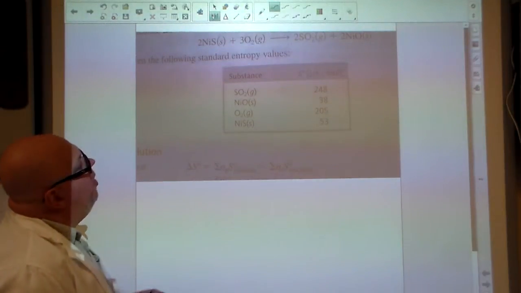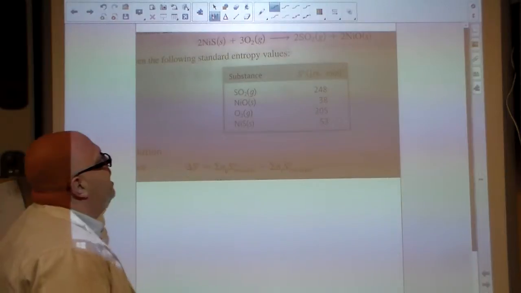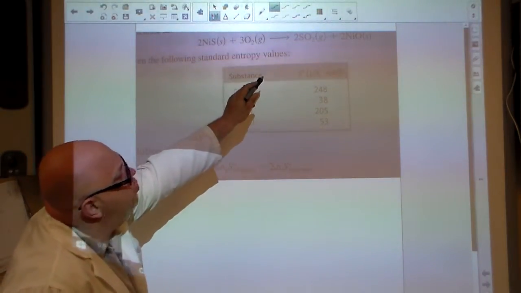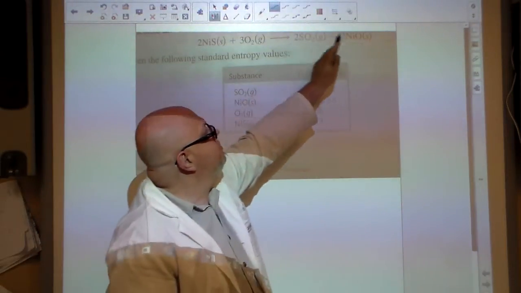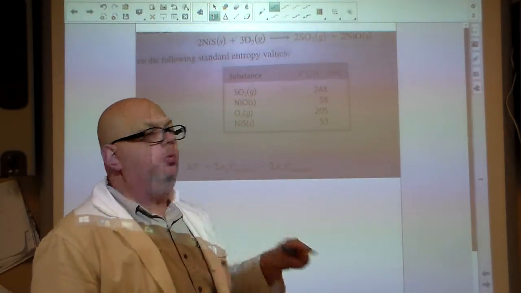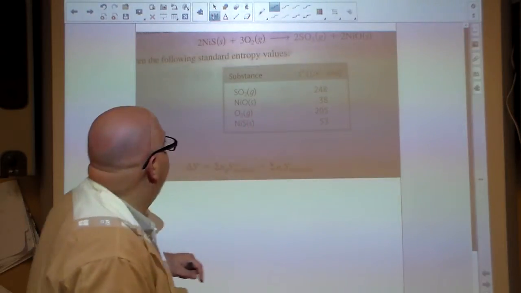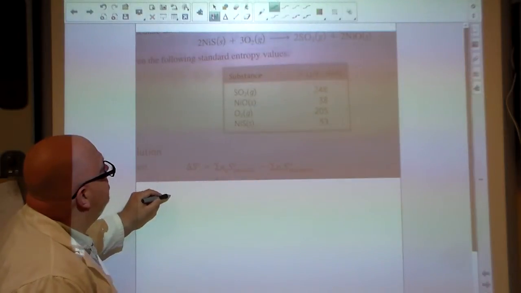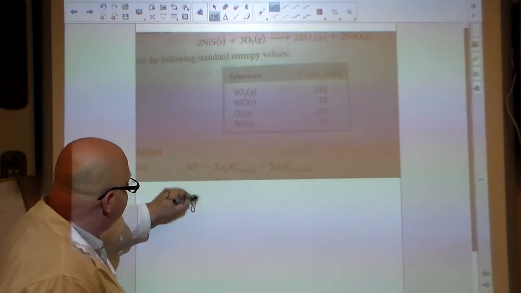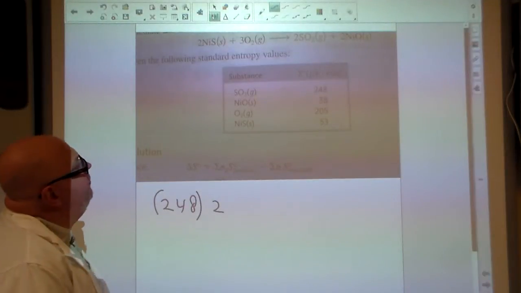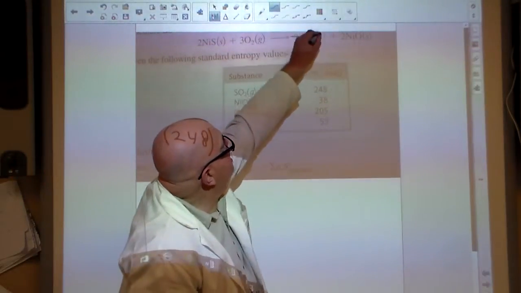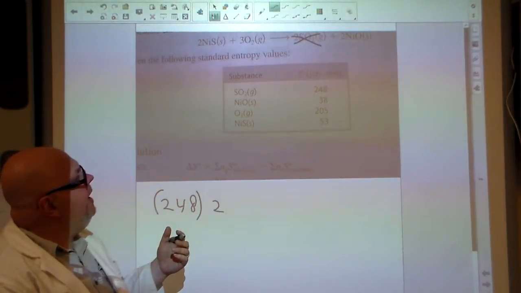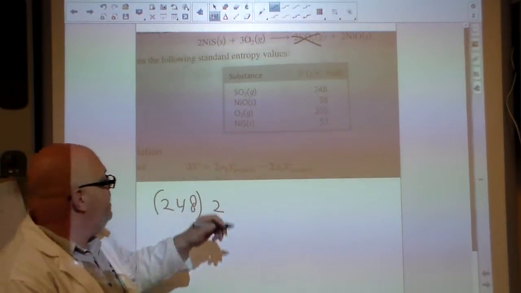Well, we're going to need to look at our products. We've got SO2 and NiO. We have the ratio here of 2 SO2 and 2 NiO, so we're going to have to double whatever the S value is here. So that's going to be, products minus reactants, 248 times 2, that is for the SO2. Then we look at the NiO, and the NiO value is 38.